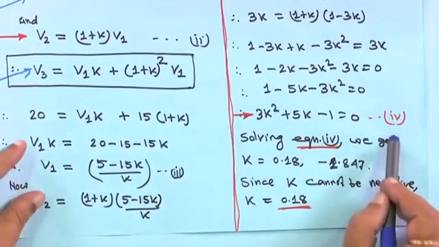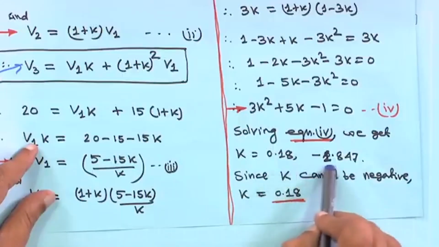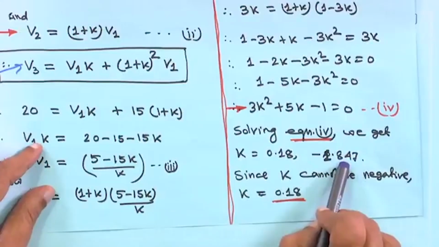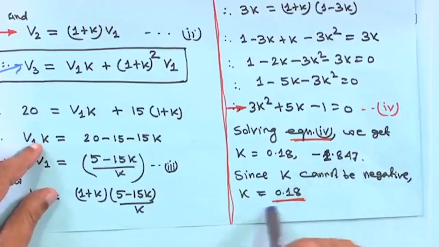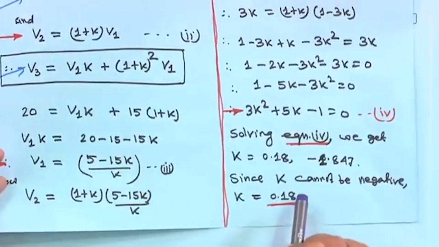you solve this equation, you will get two values, one will be k is equal to 0.18, another is minus 1.847, but k cannot be negative. So, this value you ignore, you will get k is equal to 0.118. This is the answer for part 1, right.